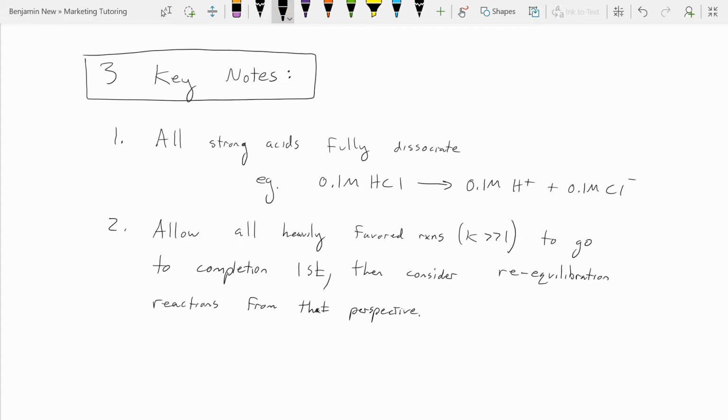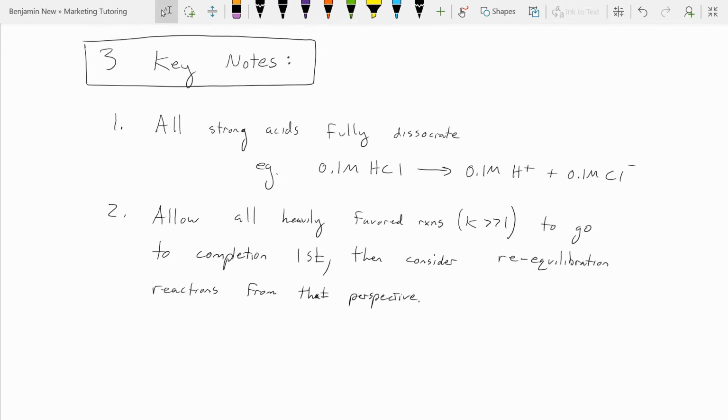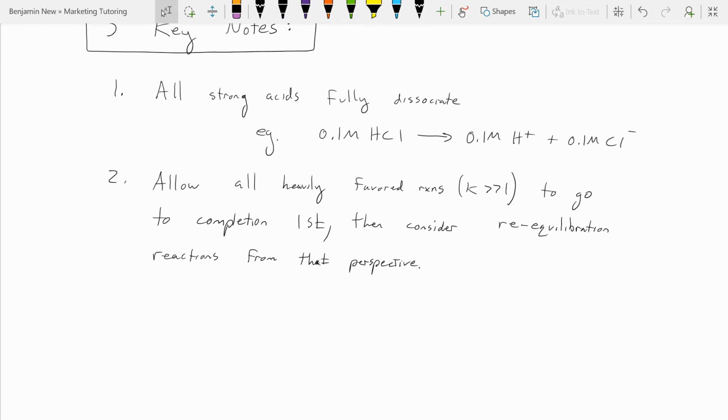Okay, so that's like we did with the H plus. The H plus with the ammonia, we assumed it goes to completion for the purposes of counting the ammonia atoms, and then we said, well, an ammonium ion is still a weak acid, so it's still going to give us a tiny bit of H plus, about 10 to the minus 6. So we then consider the re-equilibration from the perspective after doing the complete reaction to completion.